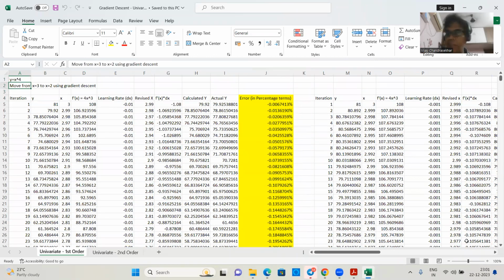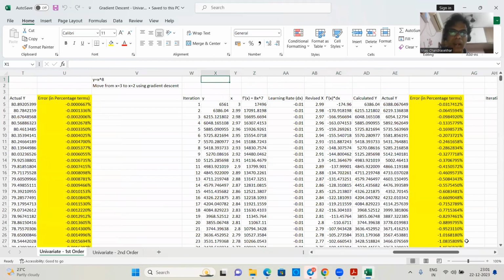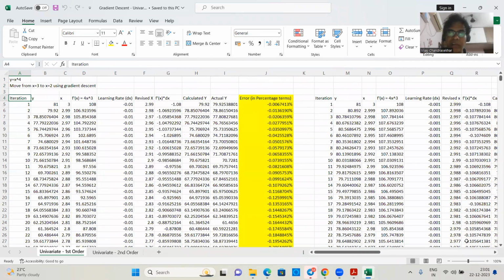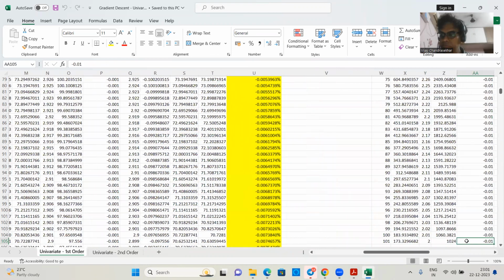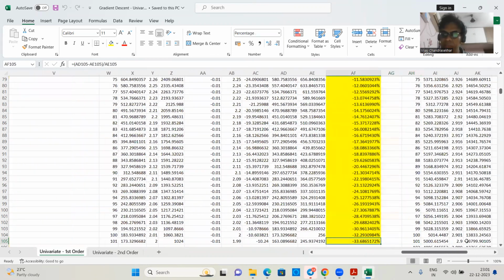I start from 3, move to 2. The function is x power 4. I start from 3, move to 2. The function is x power 8. In one case, after 100 iterations, I see negative 2.44% error. 100 iterations here, I see negative 33%. What is happening?